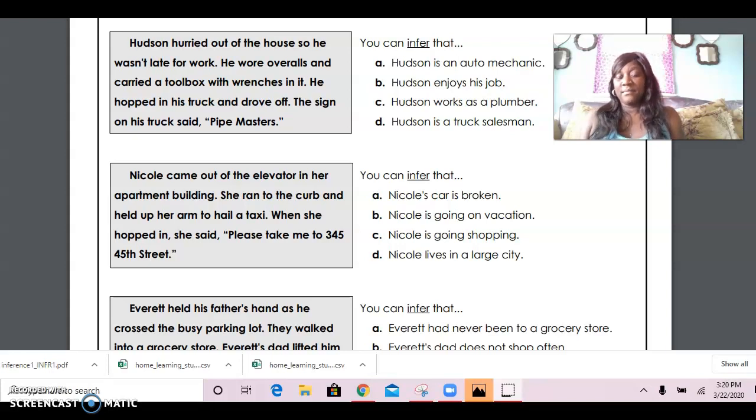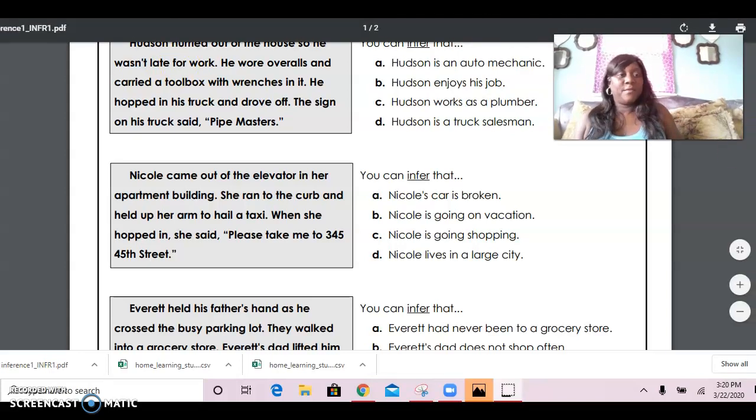Our third paragraph. Nicole came out of the elevator in her apartment building. She ran to the curb and held up her arm to hail a taxi. When she hopped in, she said, "Please take me to 345 45th Street." You can infer that A, Nicole's car is broken. B, Nicole is going on vacation. C, Nicole is going shopping. Or D, Nicole lives in a large city.